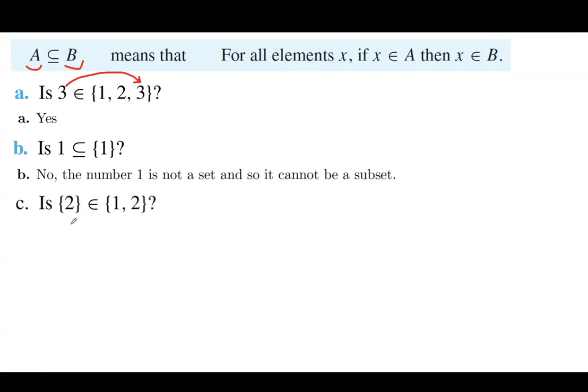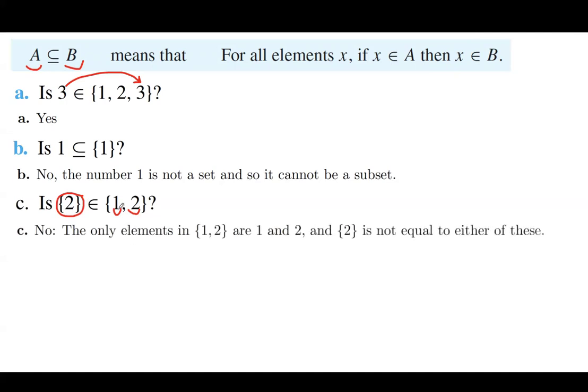Is set including 2 belongs to the set including 1 and 2? The question says, hey, is this object a member of this set? But the elements of this set are 1 and 2. There is no set included in this set. So the answer is no. You only have 2 elements in the set, which are 1 and 2. But set including 2 is a different object.